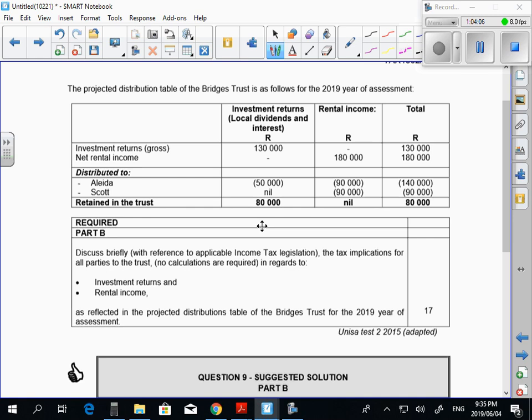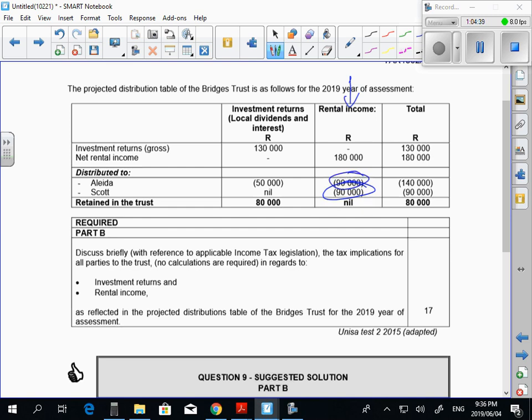Anything to Scott, section 7.8 will apply. The 80,000 retained in the trust, section 7.5 will apply because the donor is still alive. There's a stipulation in the trust deed and no one's got a vested right to it. Happy? When you're dealing with the rental income column, you're going to say no donor. Donor is dead. Therefore, section 7 can't apply. 90,000, 25B1 given to Aleda. 25B1 given to Scott. Okay. Guys comfortable with that?